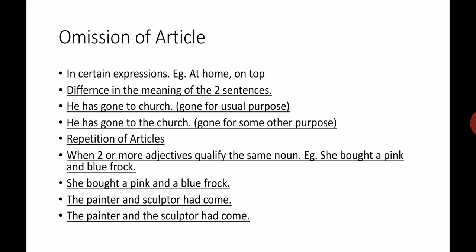But when two or more connected nouns refer to different persons or things, the article is used before each. Now you can see it in the last sentence. The painter and the sculptor had come. Now there are two different persons. One is a painter and the other is a sculptor. So children, this is about repetition of articles.